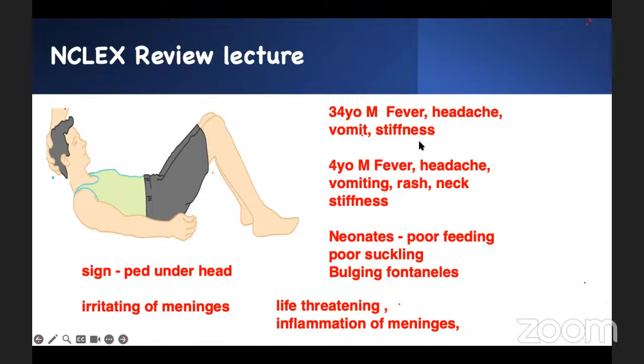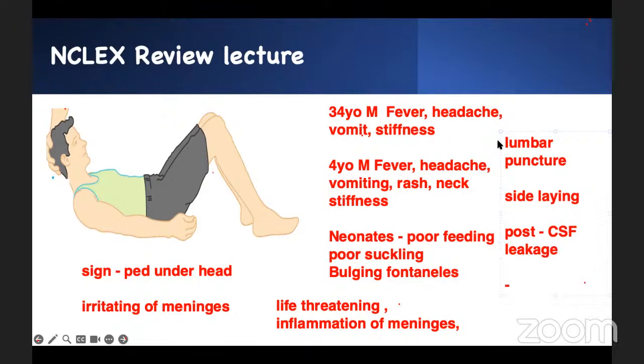How will you diagnose this problem? These are 6 case studies, and you should be able to do this easily. What do you want to do to make a diagnosis for this problem, right? This patient needs a lumbar puncture. You have to know the position you need to place this patient in to be able to get the lumbar puncture, right? In most normal situations, they lie on their side. And after the lumbar puncture, post lumbar puncture care is a priority. You have to prevent CSF leakage. So this patient has to be in the supine position.